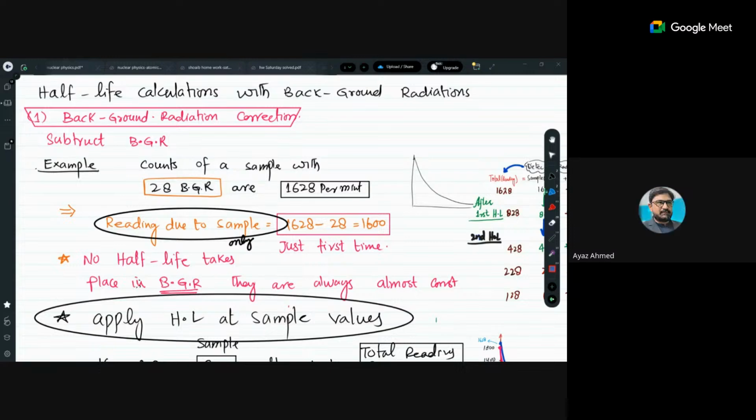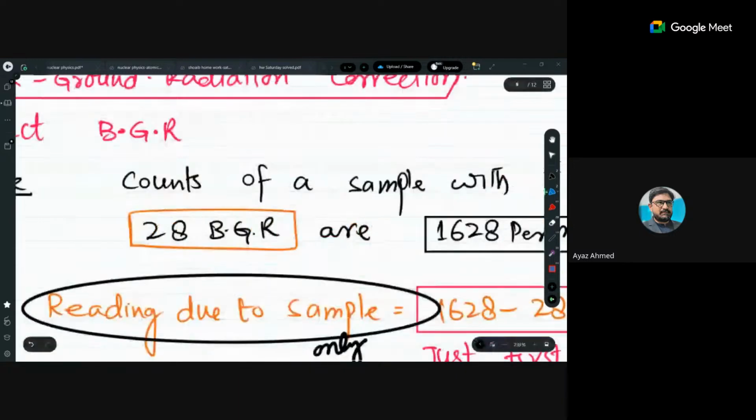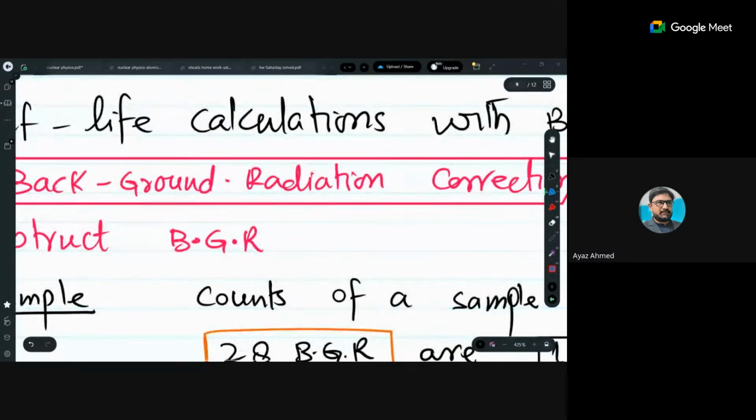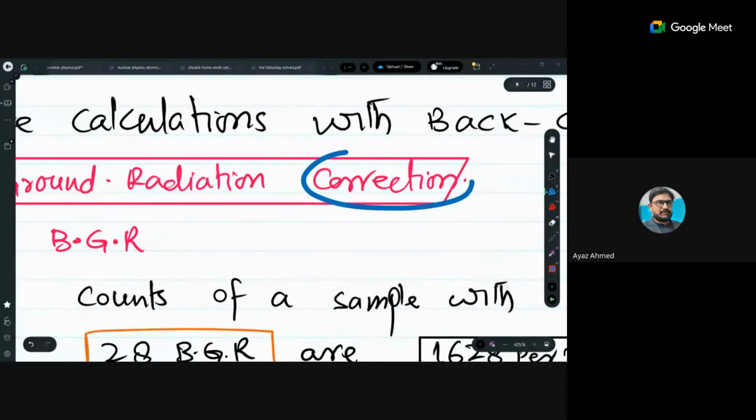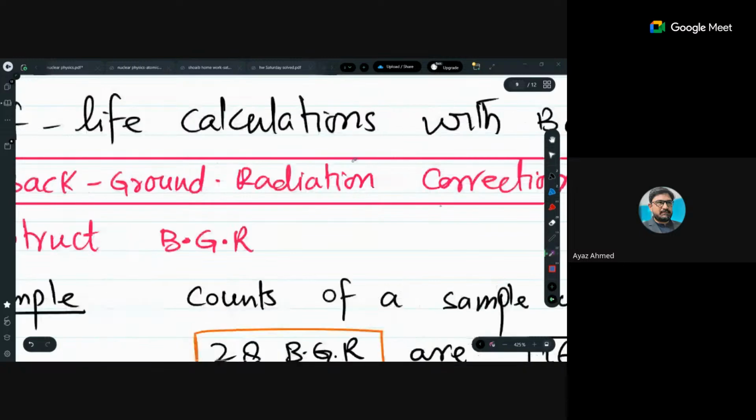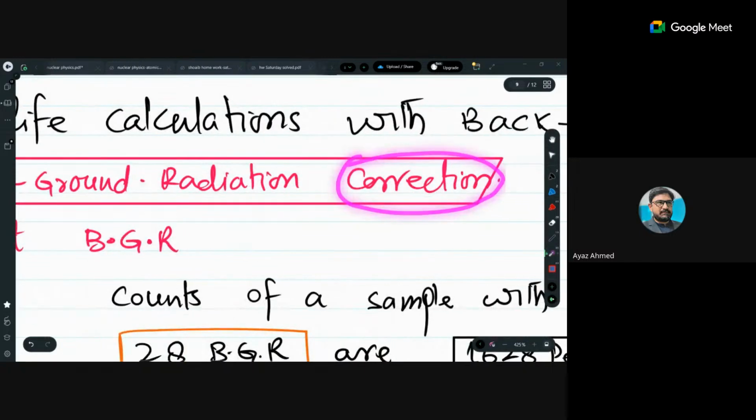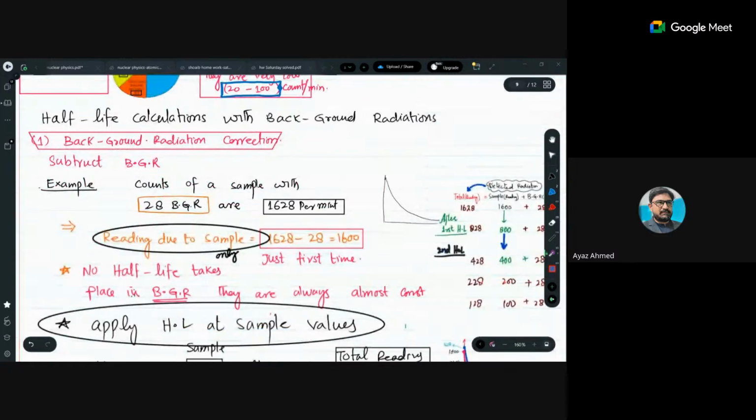Yes, exactly. After that, we have a slide on background radiation correction. You thought of it and saw it, and you got it. So we are going to have some correction for the background, that is, correction due to background radiations.